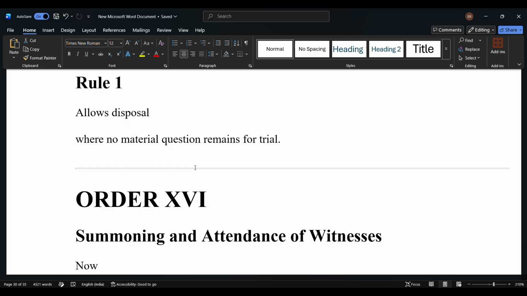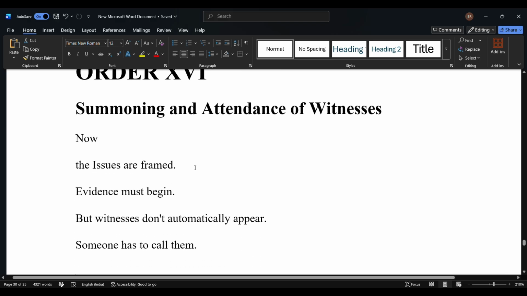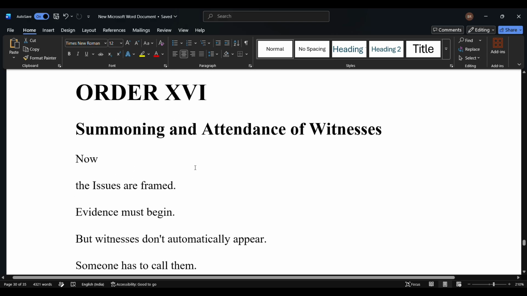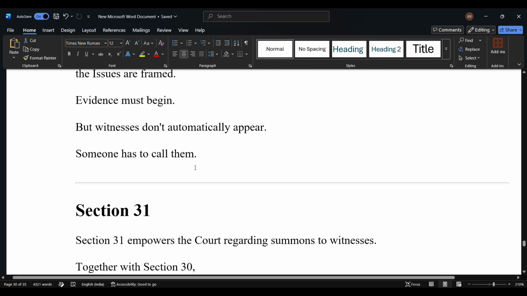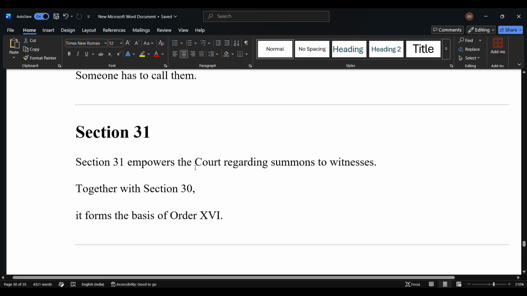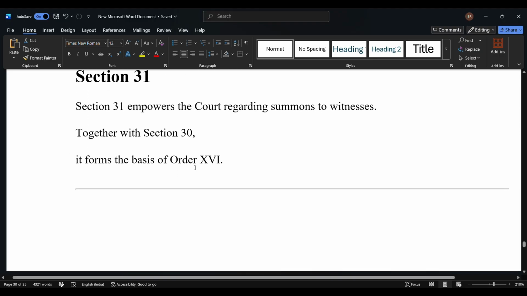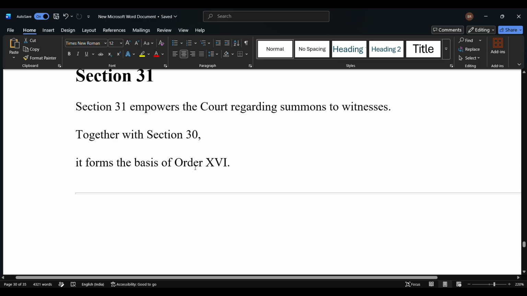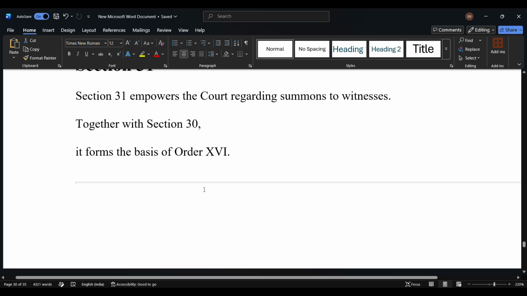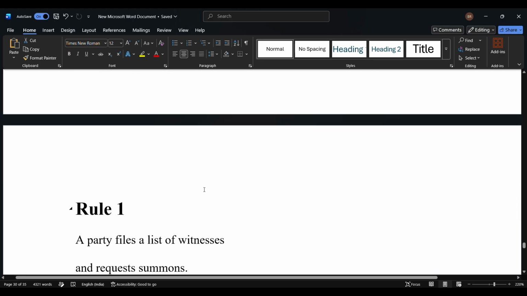Order XVI, summoning and attendance of witnesses. Now, the issues are framed. Evidence must begin. But witnesses don't automatically appear. Someone has to call them. Section 31 empowers the court regarding summons to witnesses. Together with Section 30, it forms the basis of Order 16.